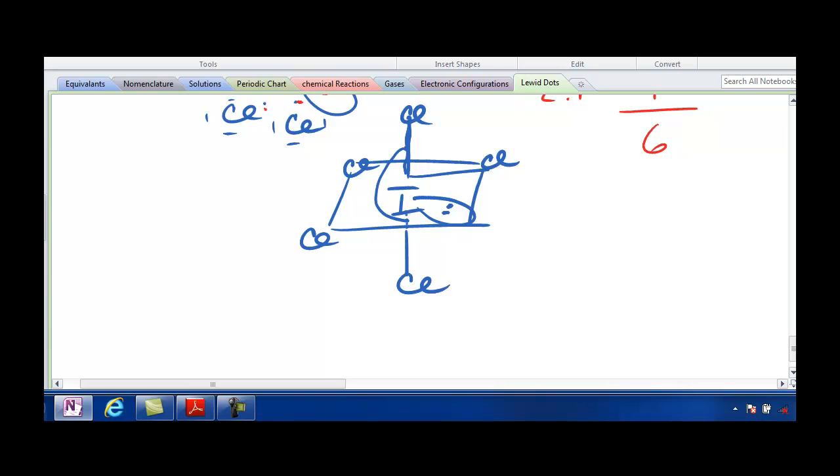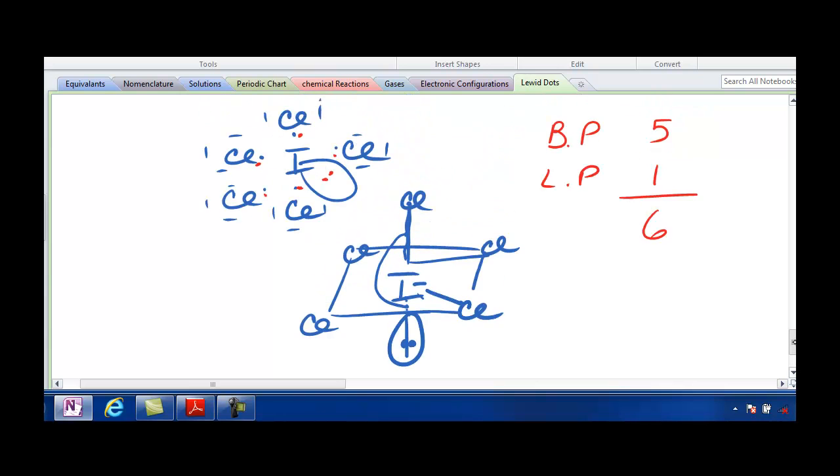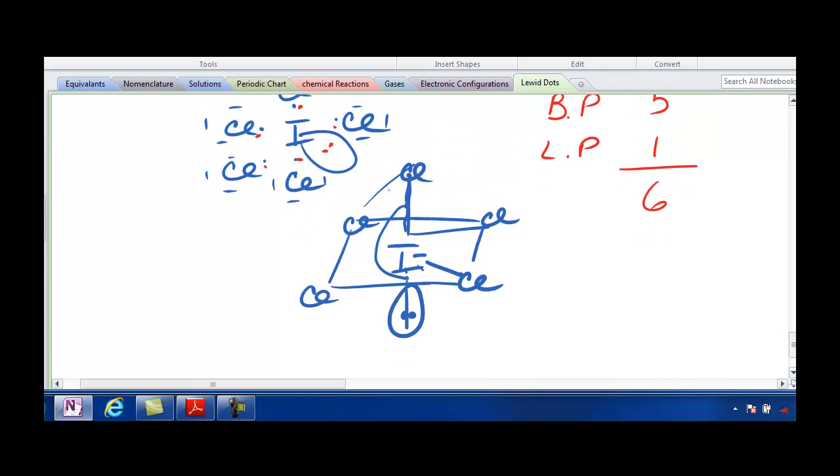Okay, so let me do this. Let me change my lone pair since it doesn't matter, for you to see the pyramid. Let me put my lone pair here, and let me put my bond there. I think that's easier to see. Okay, so your pyramid is there.